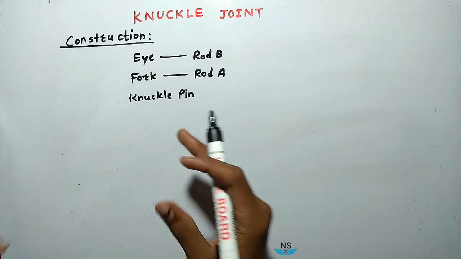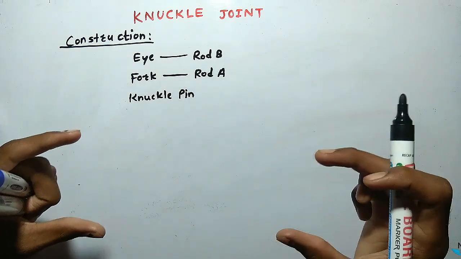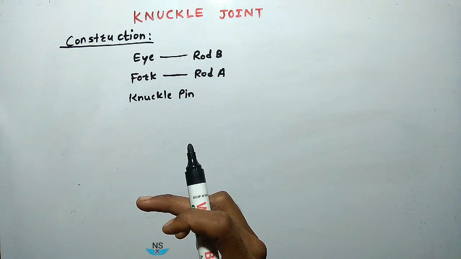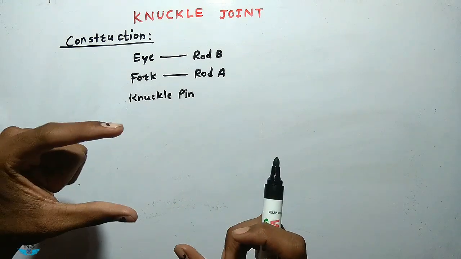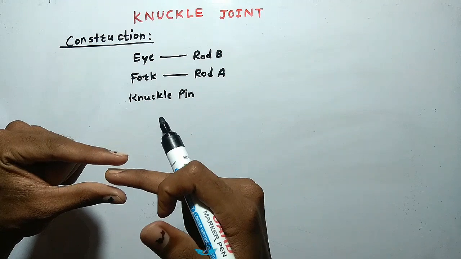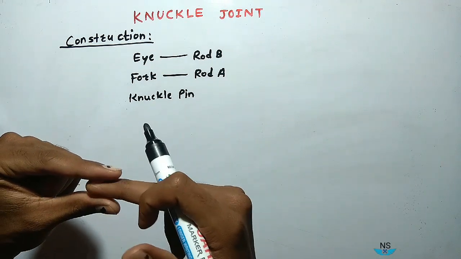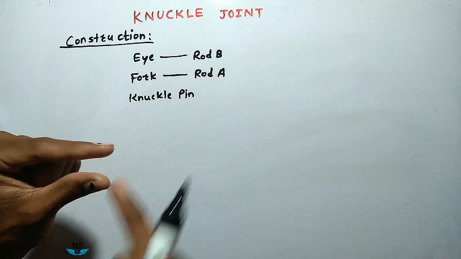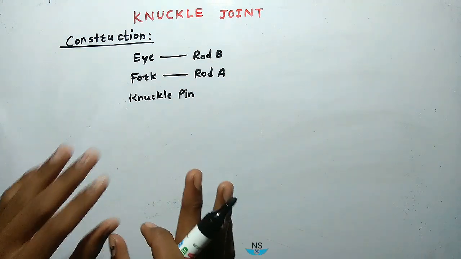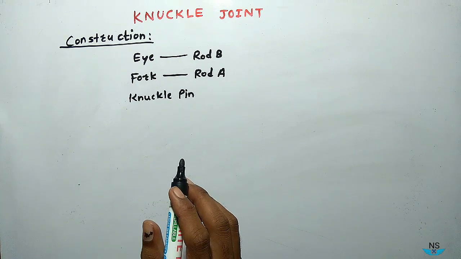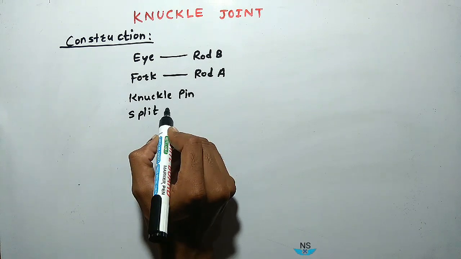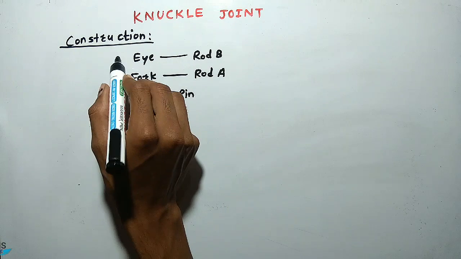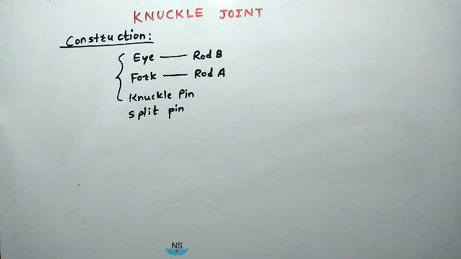And the eye fits inside the fork. You may imagine the links of a bicycle chain, where a fork is there like this and an eye is there. So the eye fits inside the fork and the pin passes through both the fork and the eye, and this pin is secured in its place by means of a split pin. So these are the parts of knuckle joint, and these three are the main parts. So this is the construction of knuckle joint.